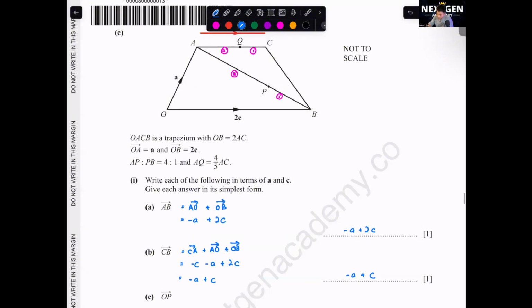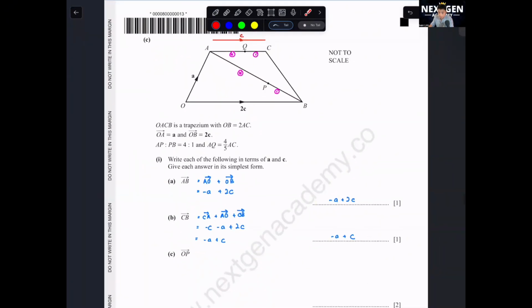The next one. OP, O to P. Which direction can we go? We can take here OA plus AP. Can we find AP? AP will be 4 over 5 of AB. 4 over 5 of AB. We need to refer to the diagram.